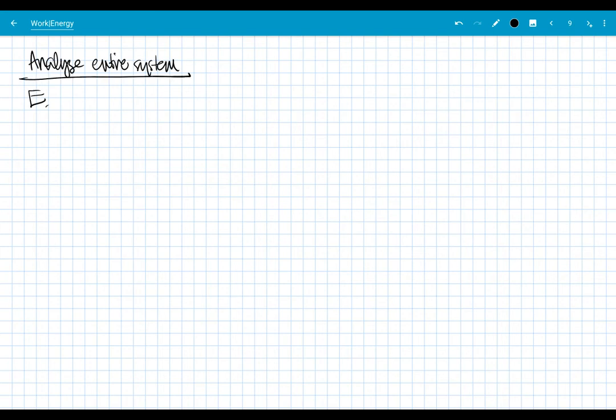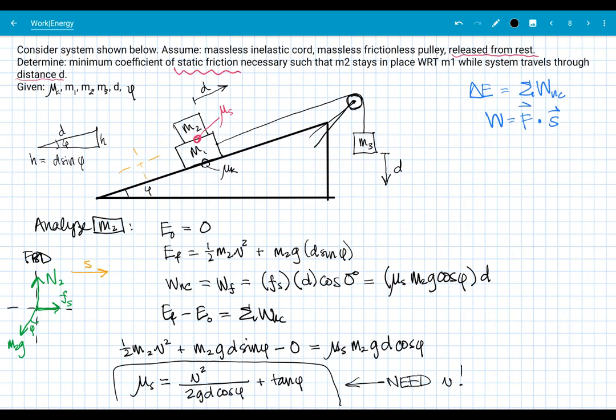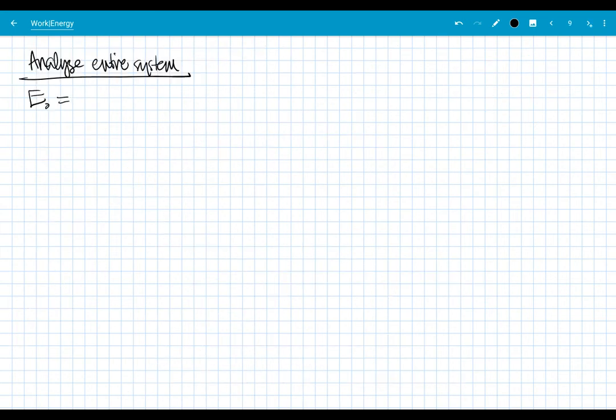Cool. So initially, let's look at the whole system. Where's my energy initially? I'm going to prime this first one here, and I'll have my second one, the whole system, be unprimed. Initially, the system's released from rest, and blocks 1 and 2 are at their lowest elevation, so I'm not considering any gravitational potential energy there. But block 3 is at its highest elevation. Aha, so I do have gravitational potential energy of block 3 initially. That's going to be m3 g d.